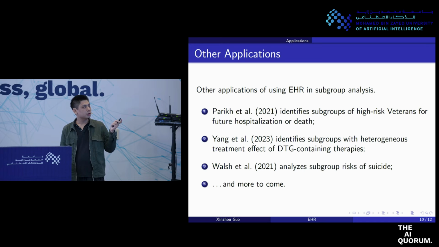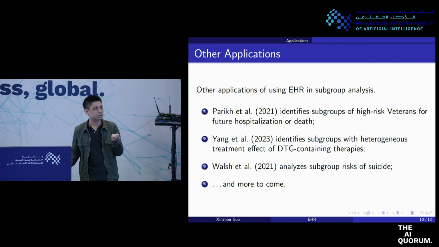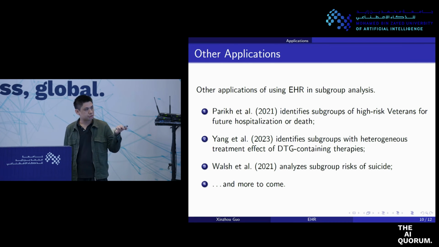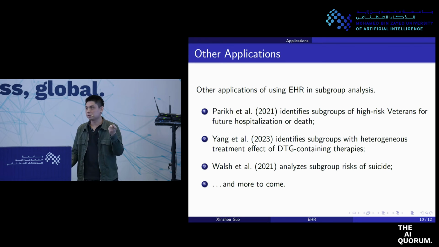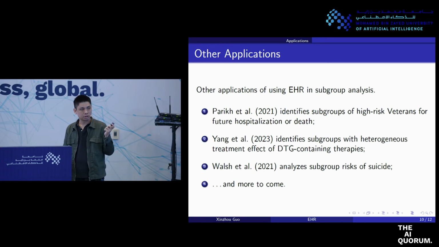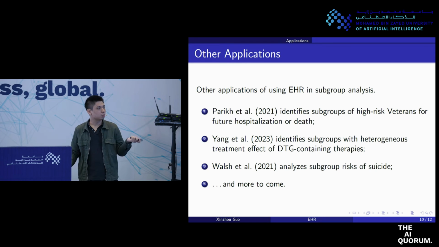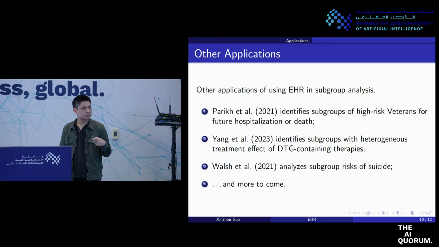Also some researchers identify subgroups with heterogeneous treatment effect of DTG-containing therapies, and they use the EHR to power this study. And some researchers analyze subgroup risk of suicide. This kind of prediction about the risk of suicide might not be feasible by running a randomized controlled trial. And we believe more will come in the future about using EHR to better understand the subgroups.